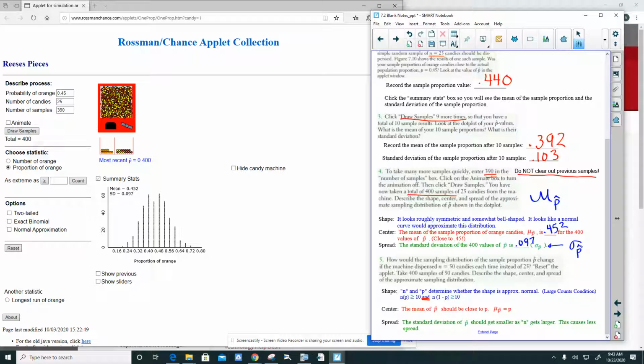Okay. Now we're going to be learning today how you actually calculate the mean, and what the formula is for how to calculate the standard deviation of a sampling distribution for sample proportions. We're going to do one last thing here with this applet before we take a look at those formulas.